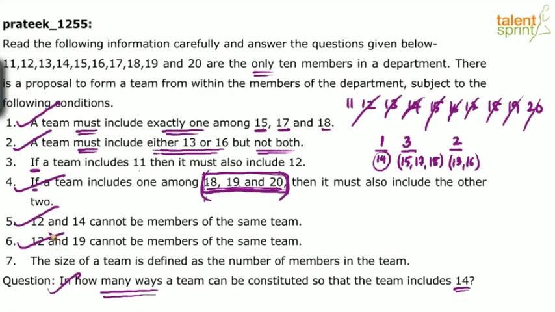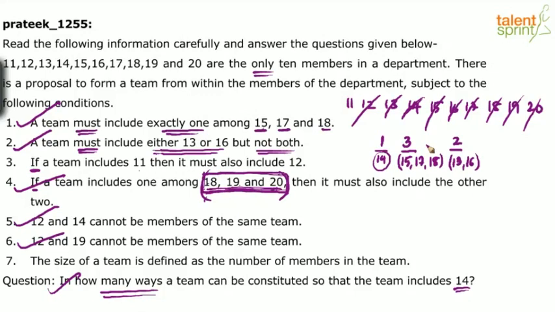Are you able to follow? It would be a more complex problem if 12 is allowed to come in the team. But 12 is already cancelled, right? If 12 is allowed, then 19 cannot come. Remember, then 19 cannot come. Then 18, 19, 20 cannot come. This will become two ways. If you can think about the complexity there, right?